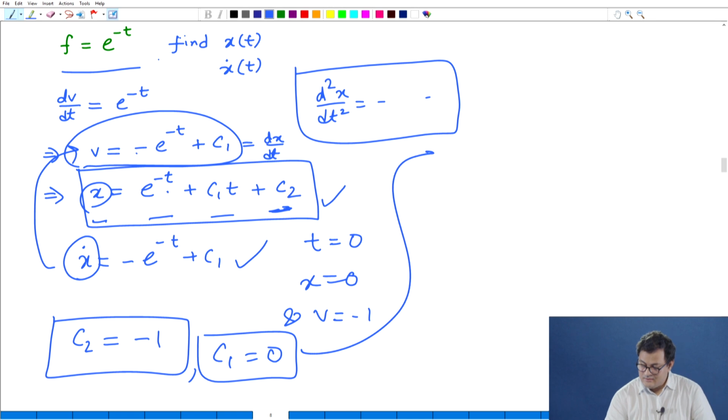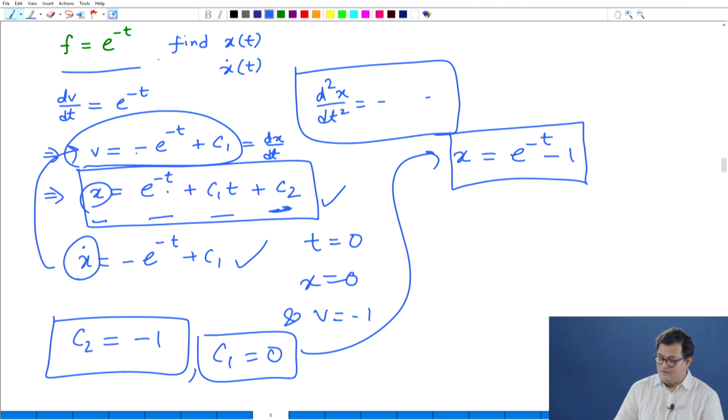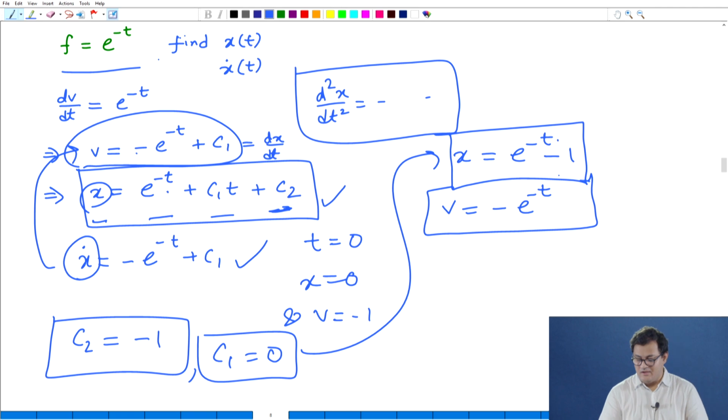Then the particular solution, the specific solution for this system is x is equal to e to the minus t minus 1. Now, if you give me any t, I can give you x and v as well, because v is nothing but minus e to the power minus t. Okay. So, you see you get rid of the arbitrary constants of integration by using the initial conditions.